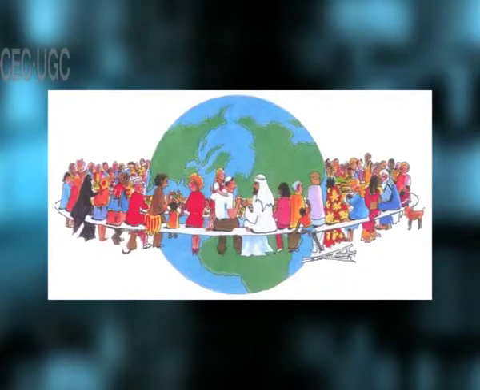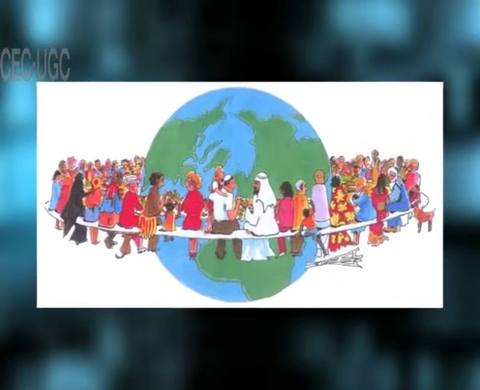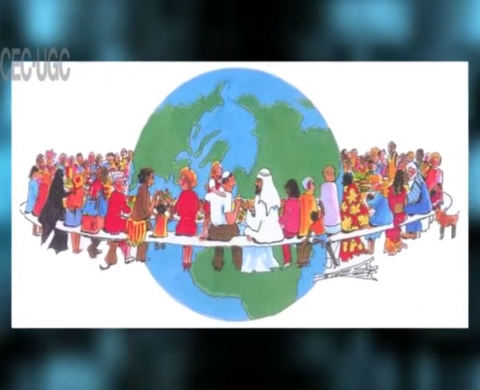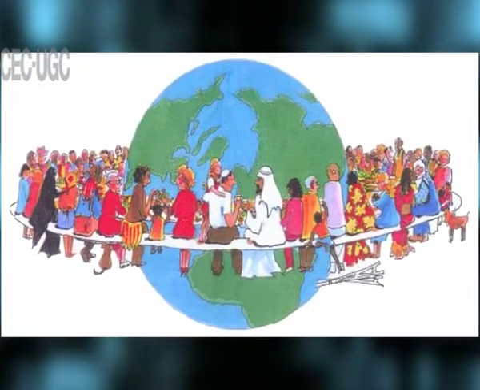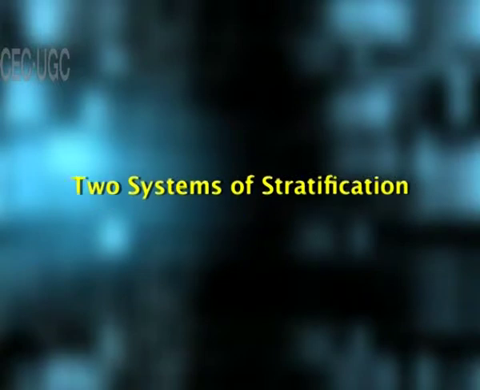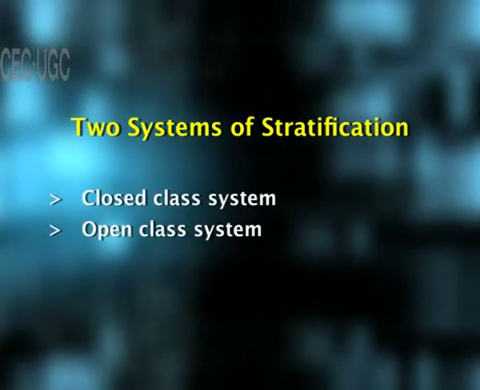All the societies of the world are stratified to more or less extent. However, the determinants of social stratification vary with respect to time and space, as discussed earlier. Depending on the factor determining stratification and the resultant social structure, sociologists have observed two systems of stratification, one being the closed class system and the other the open class system.